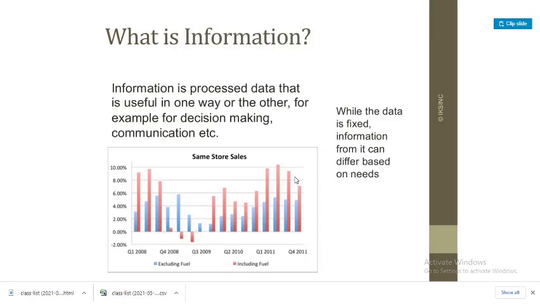Then what is information? Information is processed data that is useful in one way or the other, for example, for decision making, communication, etc. Means, information is processed data.